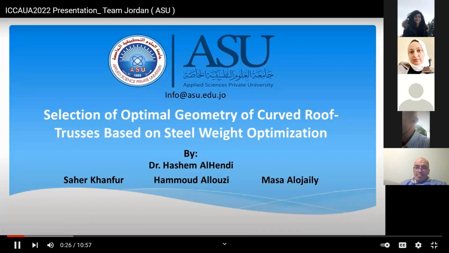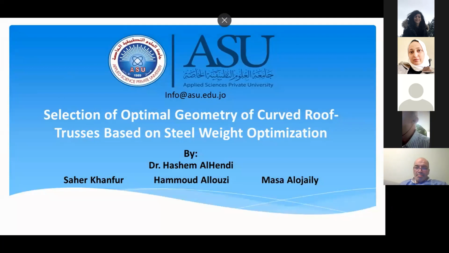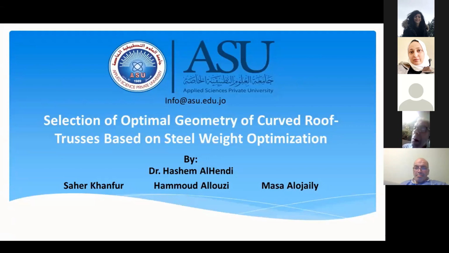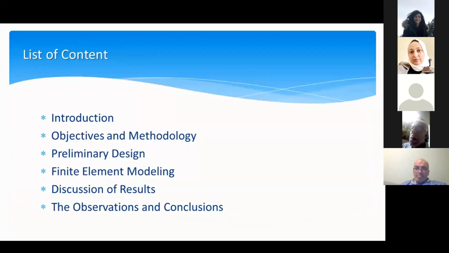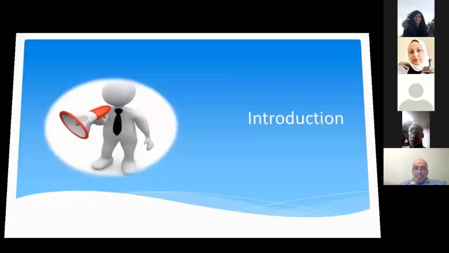Our study here is about selection of optimal geometry of curved roof trusses based on steel weight optimization. Now, this is the list of content. We start by introduction, objectives and methodology, preliminary design, finite element modeling, discussion of results, and at last the conclusion. Now let's start with the introduction.